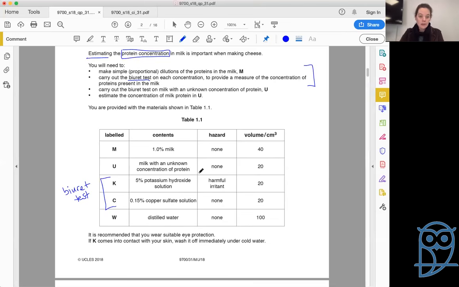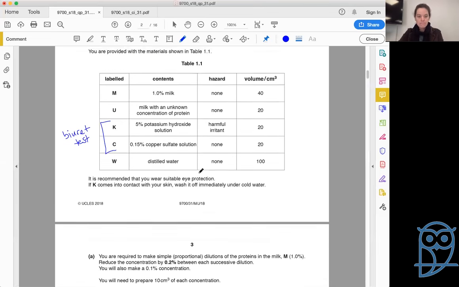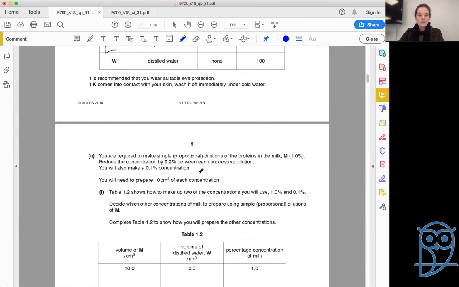Right, so we've got our known milk, our unknown milk, our burette test, and we've got water. So we're pretty straightforward and set out with what we're going to be working with here. Then we get into the questions.